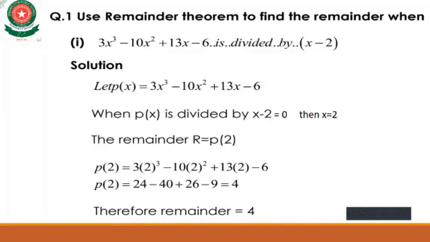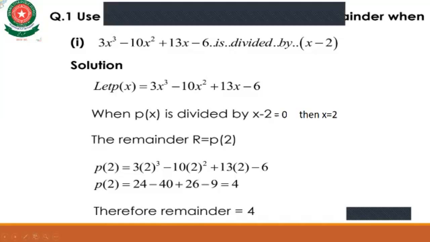When p of x is divided by x minus 2, the value of x is found by adding 2 to both sides. Minus 2 and plus 2 cancel, or we can say that the minus 2 shifts to the right hand side and changes into a positive sign. So the value of x is x is equal to 2.